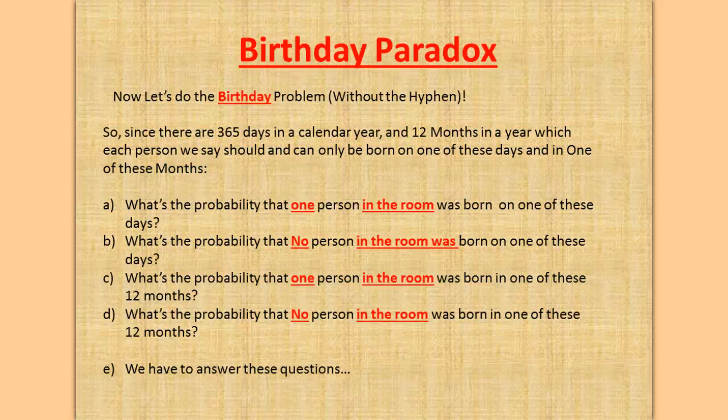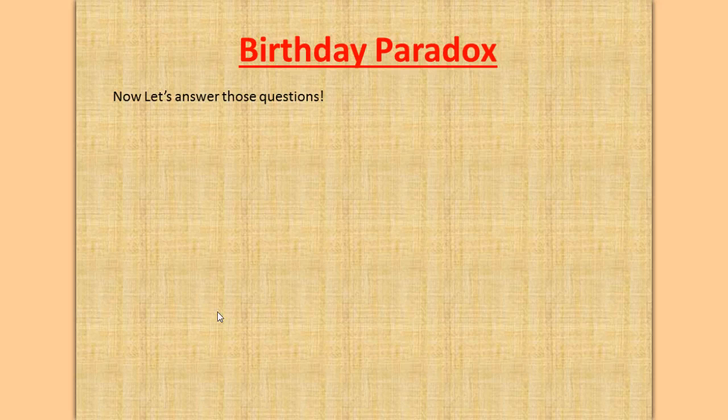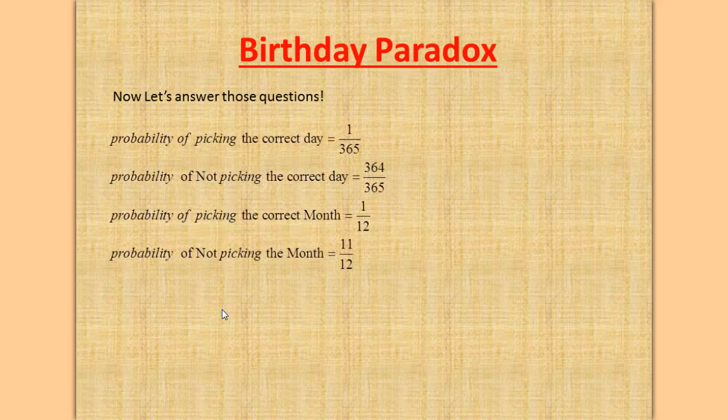What's the probability that one person in the room was born in one of these 12 months? Okay. What's the probability that no person in the room was born in one of these 12 months? We have to answer these questions. Okay, let's answer them. The probability of picking the correct day, as we saw before, is 1 over 365. The probability of not picking the correct day was 364 divided by 365.